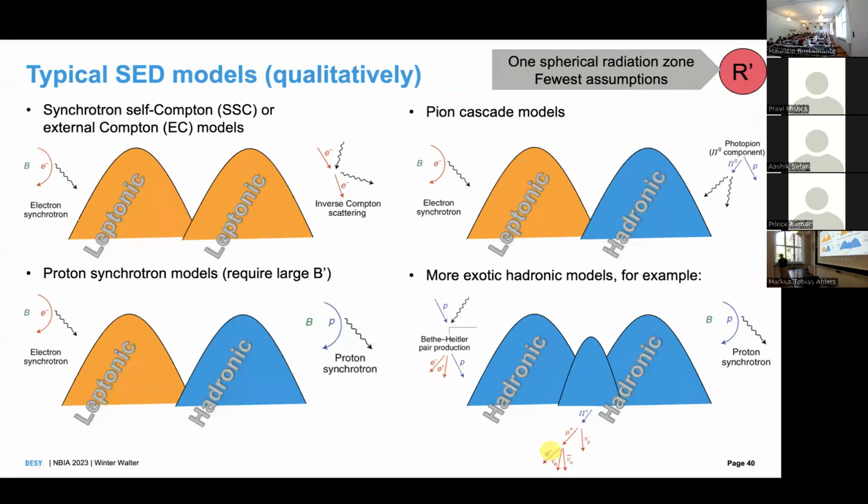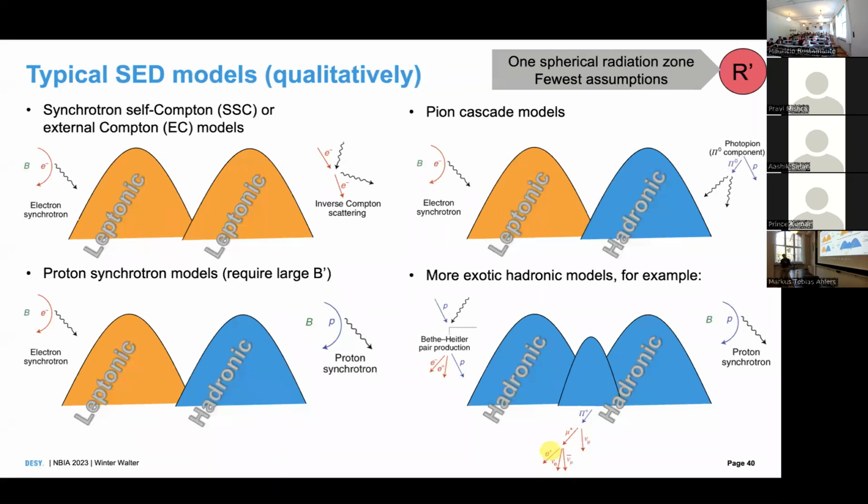Another popular class of models is that you have proton synchrotron radiation actually describing the second hump. That would probably not be as directly related to the neutrino production, but probably you would also produce neutrinos here because you have protons and you also have target photons. So that's also clear. And nowadays, I think it's also fair to say that there are more exotic models where you have different types of processes actually contributing. That's just one example here. We will see one of these later.